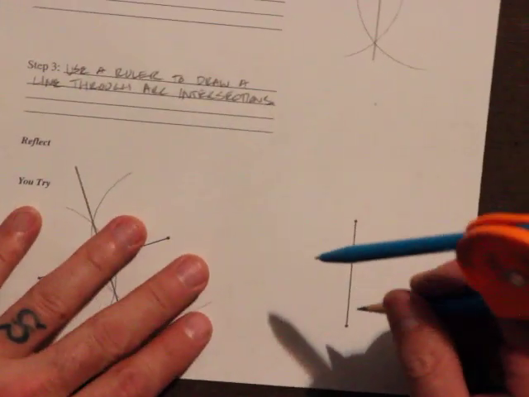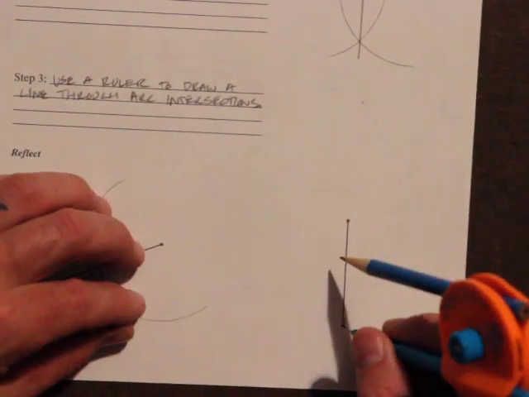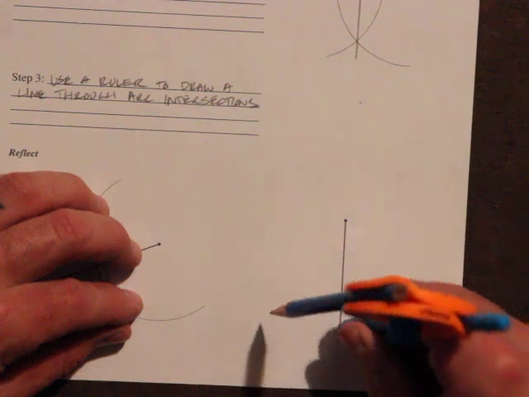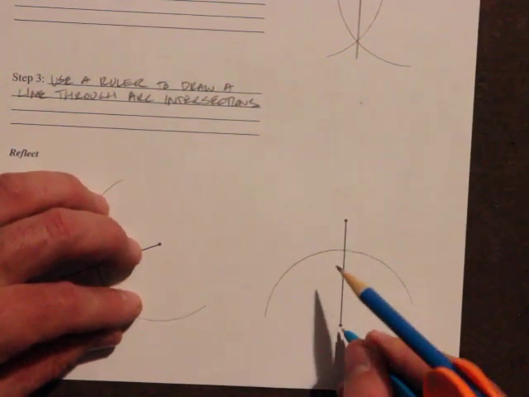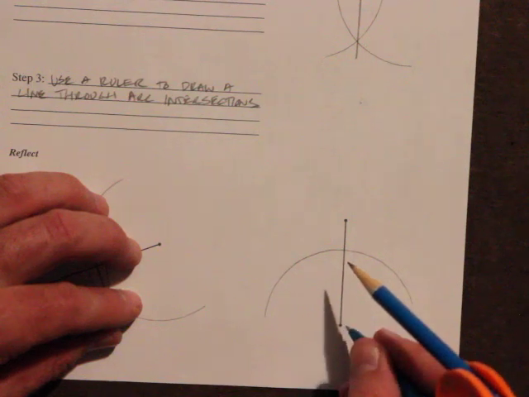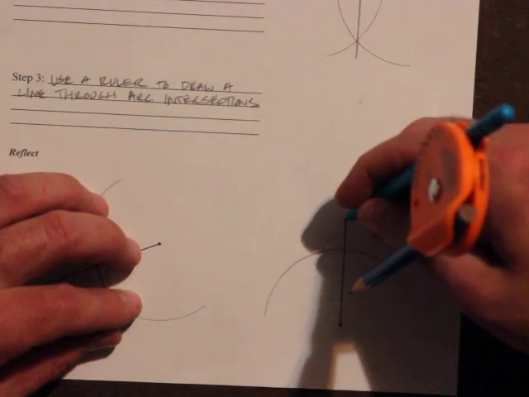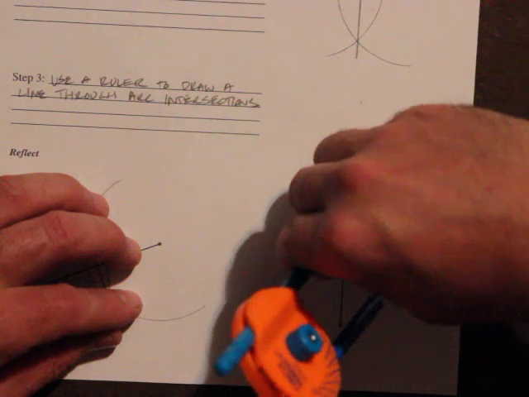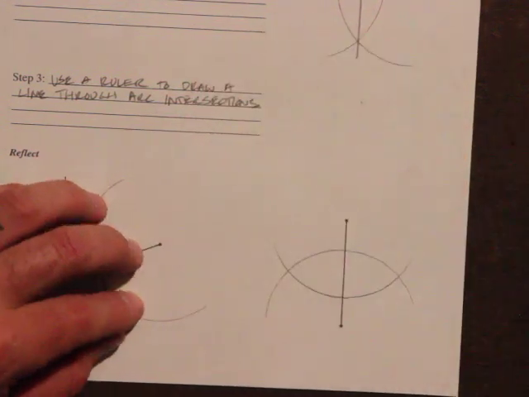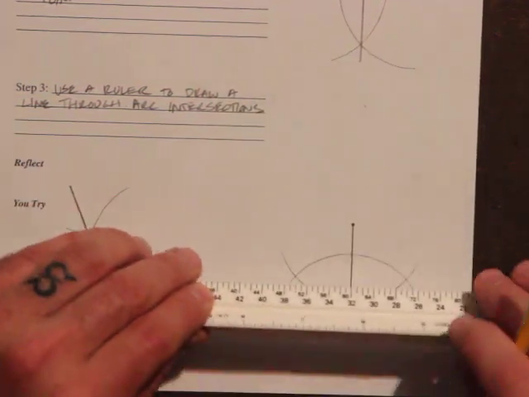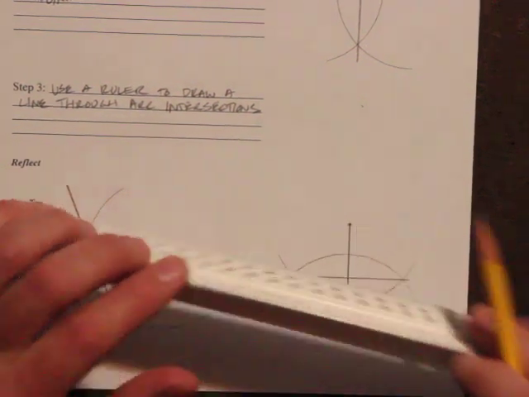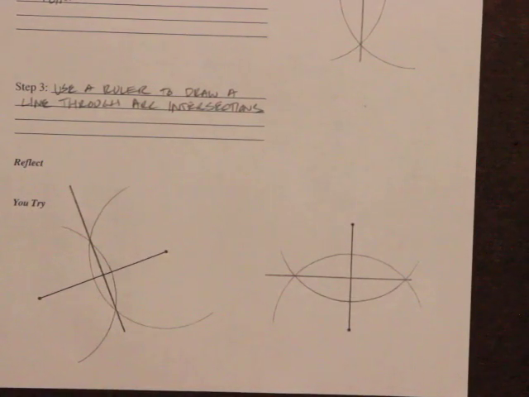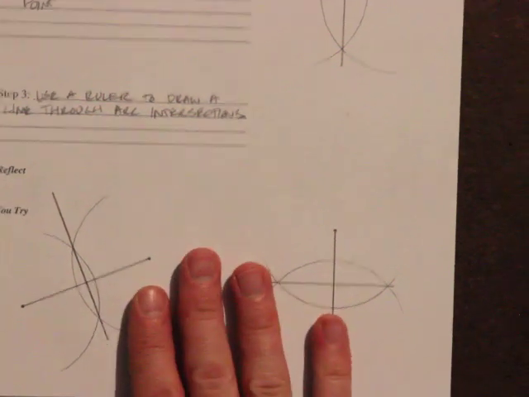Let's do one more. Okay, my compass is more than halfway across. I have the point of my compass at the end point of the segment, and from the other end point, same thing. There we go. Connect the intersections. Boom. Perpendicular bisectors all day long. Alright, let's keep on going.